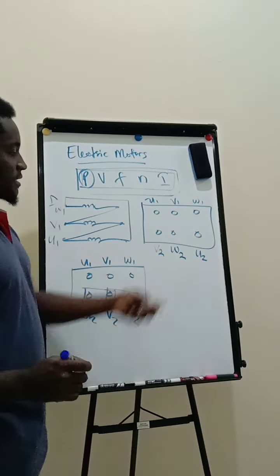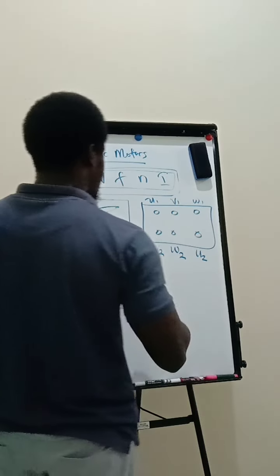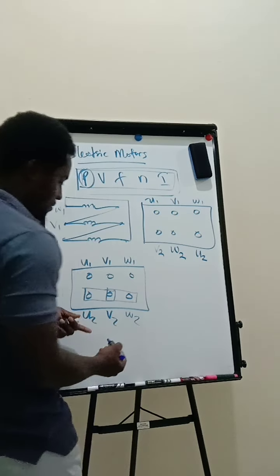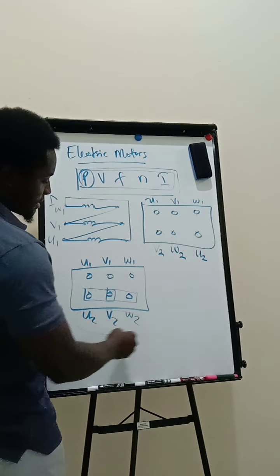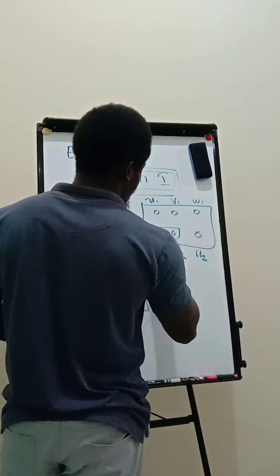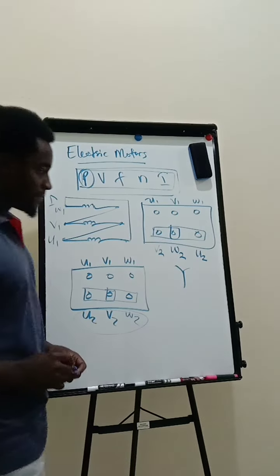After connecting like this, we'll be able now to configure or connect our windings either in star or in delta. To connect in star, since we already know the ends of each winding are all coupled together, we'll connect them as such to have our star configuration.